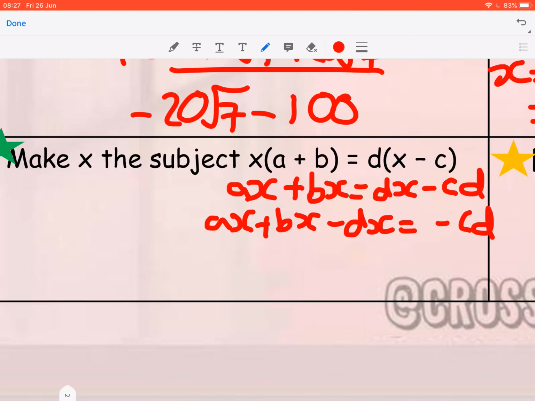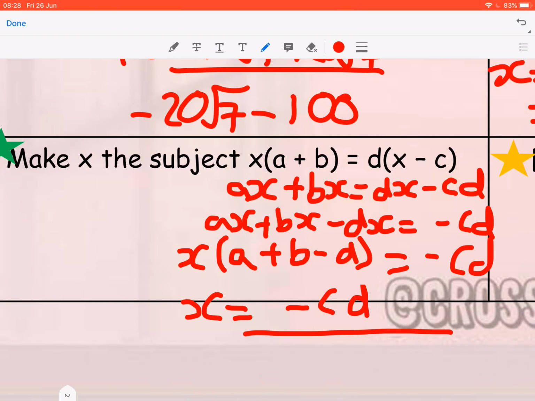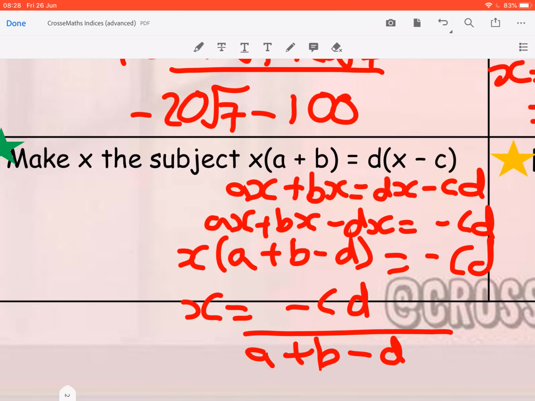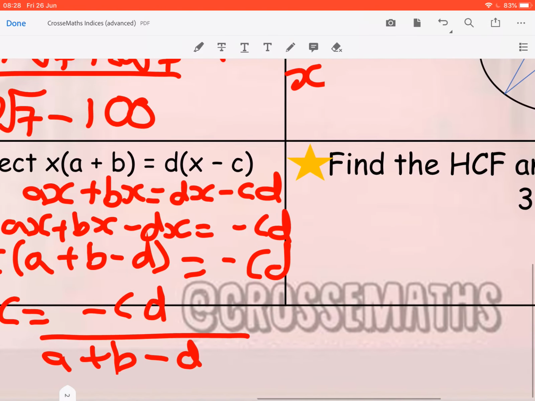I factorise this left hand side, so take x out as a common factor. If you take x out, you're just left with a plus b, take away d, all equal to negative cd. And then I divide through by whatever's in the bracket. So I've got x equals minus cd, and everything that was in my bracket goes on the bottom: a plus b, take away d. Really, it's quite straightforward actually. These ones are really worth learning. They're the same pretty much every single time. It's really important you learn this topic as well if you're doing A-level maths.